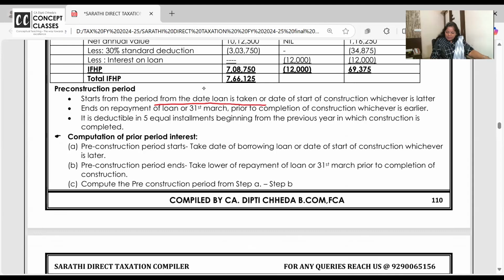Pre-construction period starts from the date of loan or the date of construction, whichever is later. It ends on repayment of the loan or 31st March prior to completion, and it is deductible in 5 equal installments.